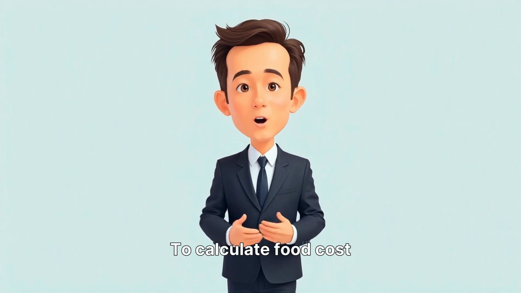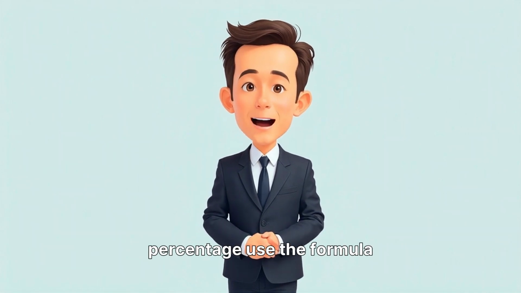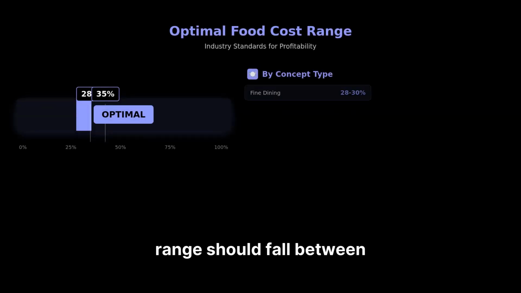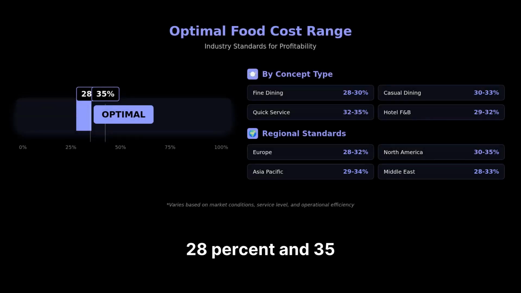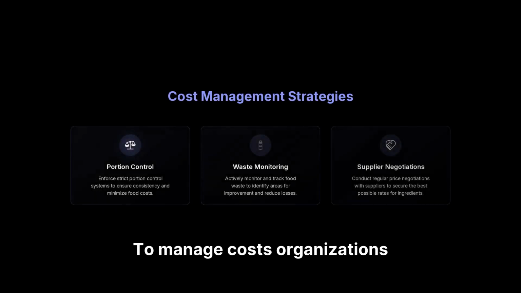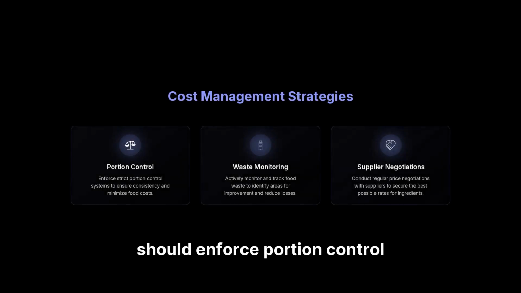To calculate food cost percentage, use the formula multiplied by 100. The optimal food cost range should fall between 28% and 35%, depending on concept type and regional standards. To manage costs, organizations should enforce portion control systems, monitor waste, and conduct supplier price negotiations.